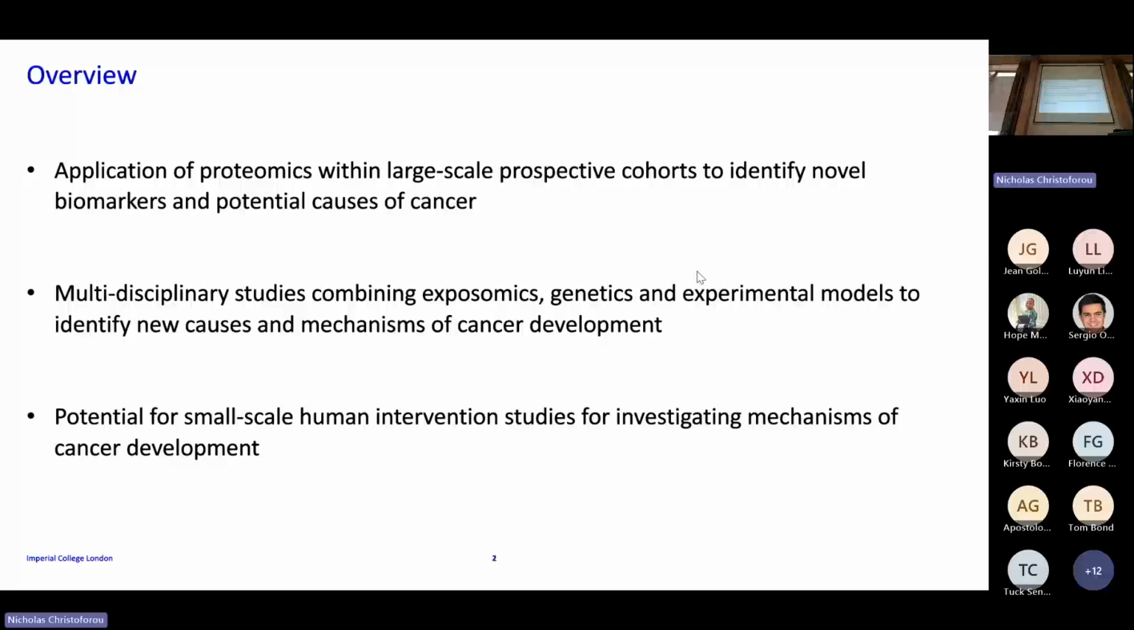Okay, so three main areas I want to tackle within the presentation. I'll see if I can get through all of them. But firstly, as I said, the application of proteomics within large-scale prospective cohorts to identify novel biomarkers and potential new causes of different cancers. And then secondly, multidisciplinary studies combining exosomics, genetics, and experimental approaches to identify new causes and mechanisms of cancer development. And then thirdly, some potential for performing small-scale human intervention studies for investigating mechanisms of cancer development.